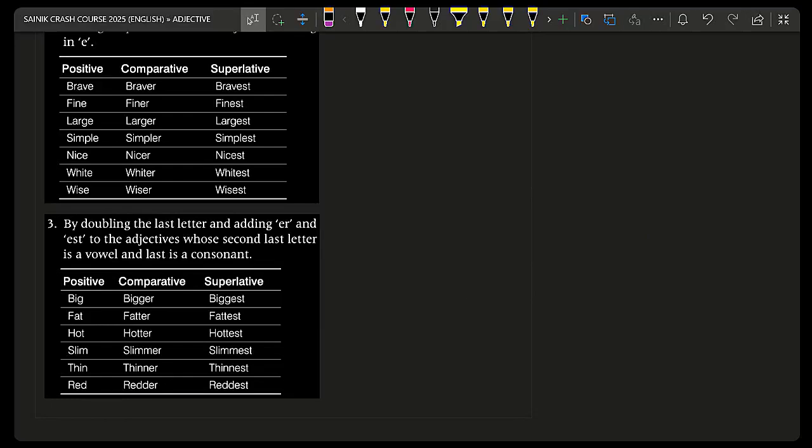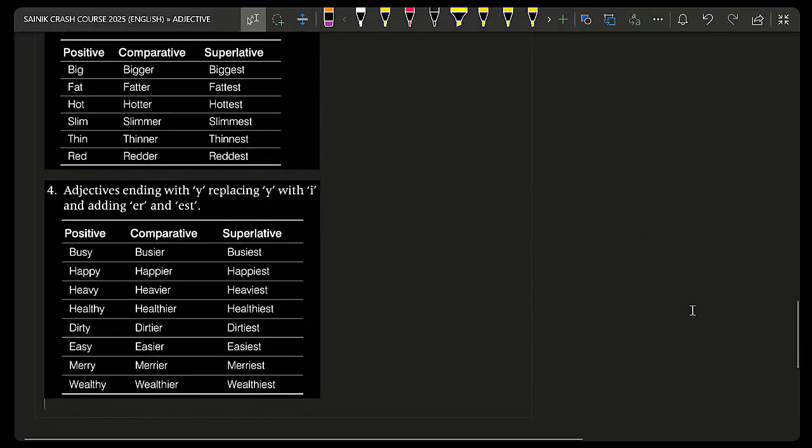Red, redder, reddest. And the fourth way of creating the comparative and superlative degrees: the adjectives ending with Y. Whenever the adjectives are ending with Y, we have to replace that Y with I and add ER and EST. So here, what is the change? Before adding ER and EST, Y is replaced with I. If the adjective is ending with Y, something like busy, while writing the comparative degree, don't just add ER to Y. Y first will become I, then add ER and EST. So busy will become busier and busiest.